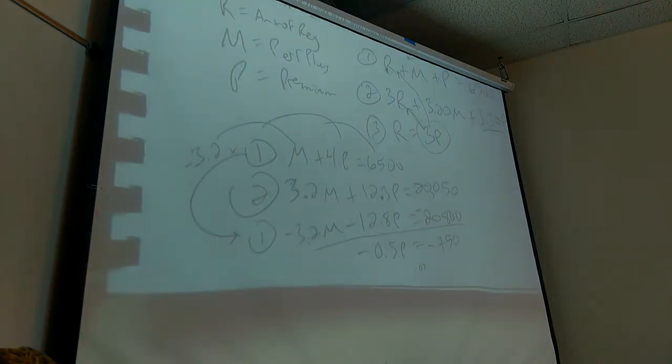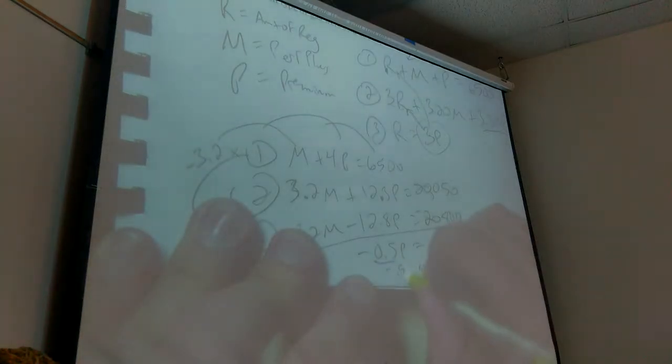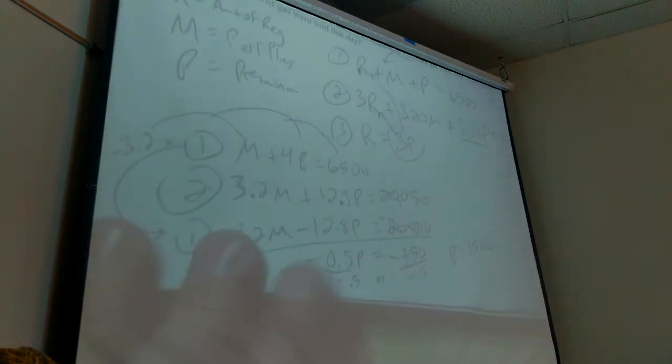So I've almost got p. How do I get p? Divide by negative 0.5. And you get p equals 1,500. Sweet. 1,500 what? Gallons. I like it. So 1,500 gallons of the premium.